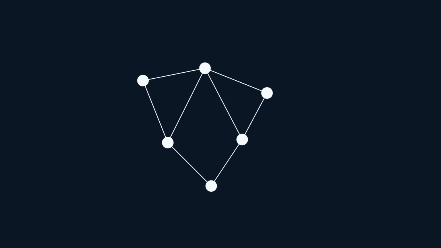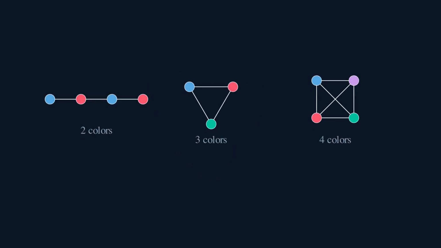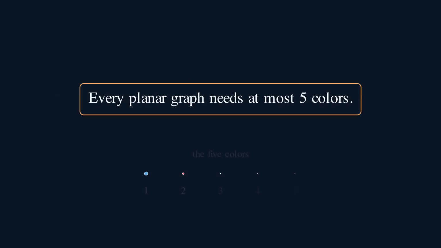A coloring is simple. Paint each dot a color. The only rule, if 2 dots are connected, they have to wear different colors. Some graphs need only 2 colors, some need 3, like a triangle. The question for us is the smallest number that works for every planar graph, and that number is 5.